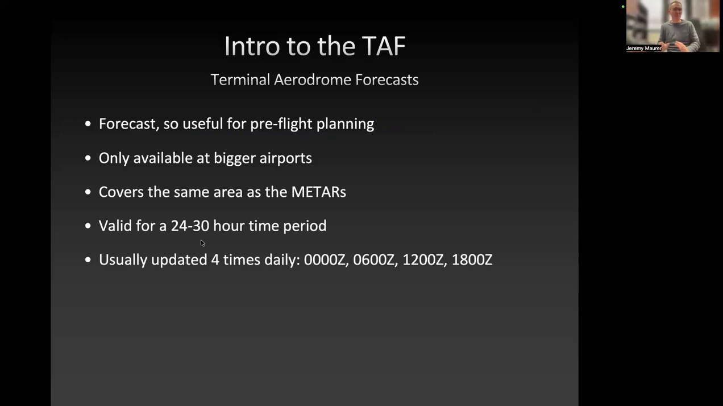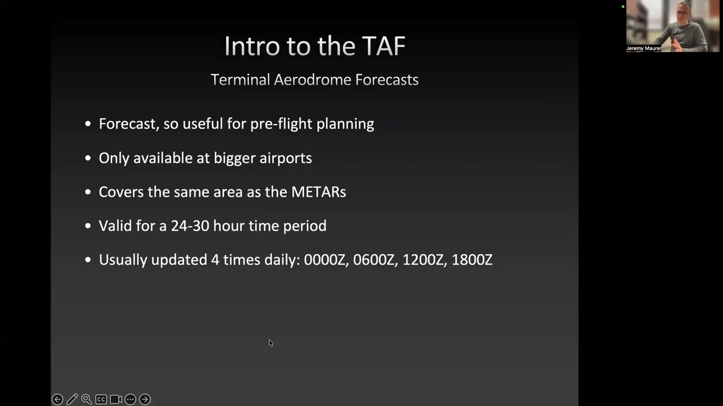Okay, so let's talk about the TAF. The TAF is a forecast. Whereas the METAR is current conditions, the TAF tells you what's going to happen in the future. It's only available at bigger airports, valid for 24 hours, 24 to 30 hours, depending on the forecast, and it's usually updated 4 times a day. So this is looking into the future now. It's less frequent updates, but it gives you more information about what's happening in the future.